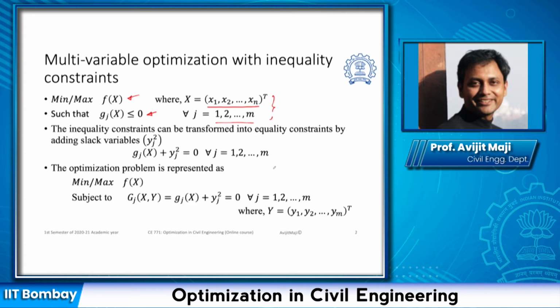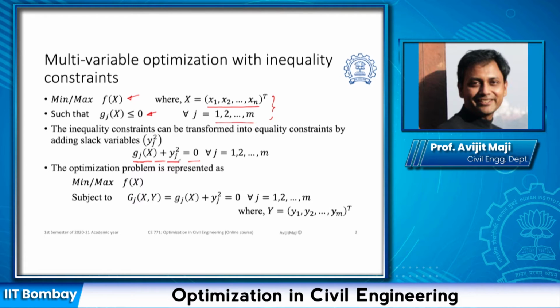Now these inequality constraints can be easily transformed into equality constraints by adding slack variables. In this case, we are adding the slack variable yj square to the inequality constraint gj to make it an equality constraint. Here we have added yj square to ensure that it can take both negative as well as positive values without compromising the effect of the slack variable in the process.